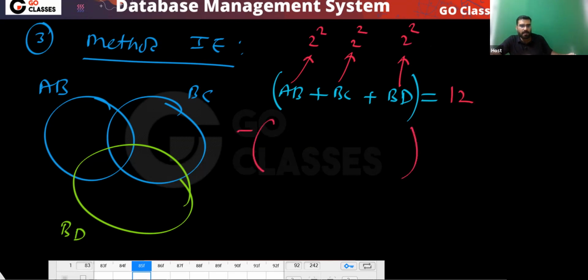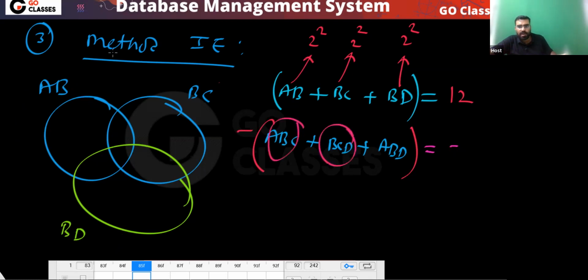Minus, their combination, like minus ABC. You take the combination of this, that will be BCD. You take the combination of that, that will be ABD. So you take the combination like this, 2 combination. This value will be, sorry, here you will have 2, here you will have 2. So this value will be minus 6. Correct? It will be minus 6.